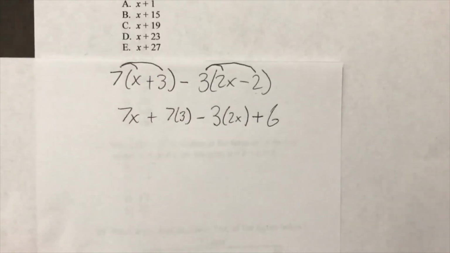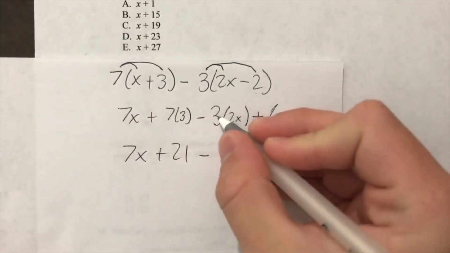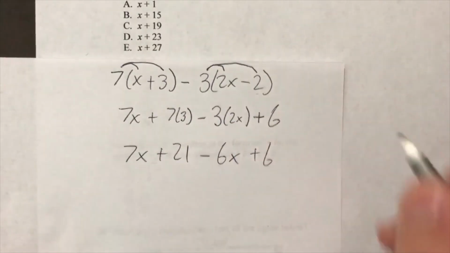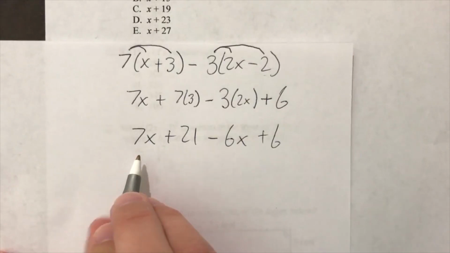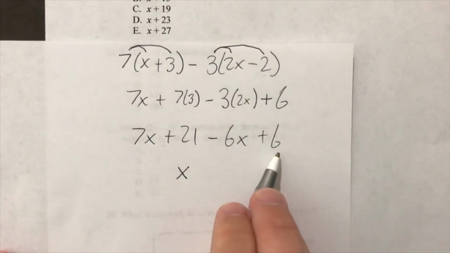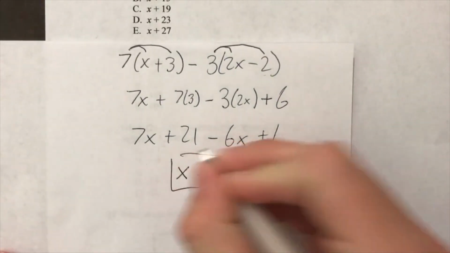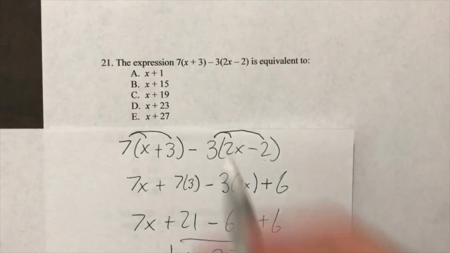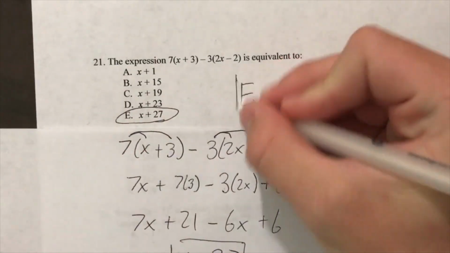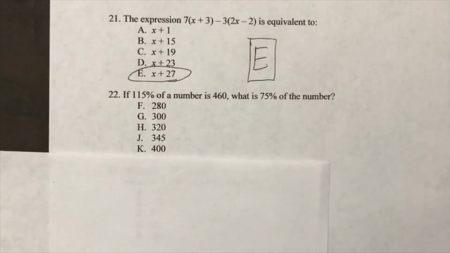So now we just got to simplify, right? 7x stays the same, plus 21 minus 3 times 2 is 6x plus 6, right? And then combine like terms, 7x minus 6x is just x, and then 21 plus 6 is going to be 27. That's our final answer, and let's see if it's one of the choices. Yep, it's E. That first one is E. Alright, let's try the next one, 22.